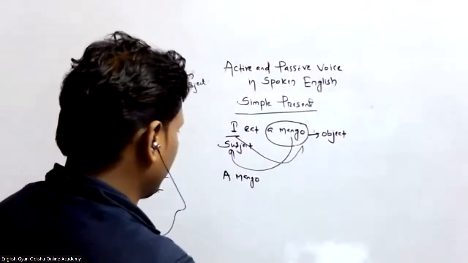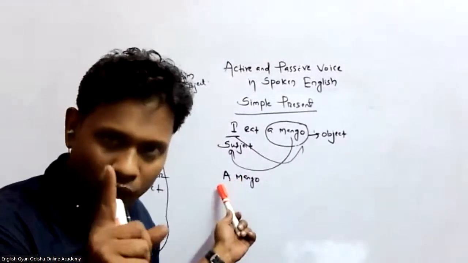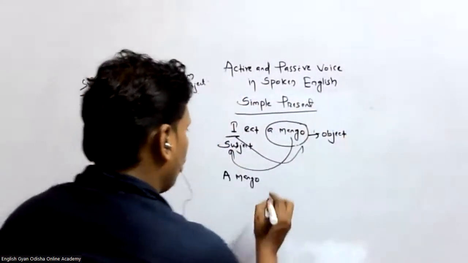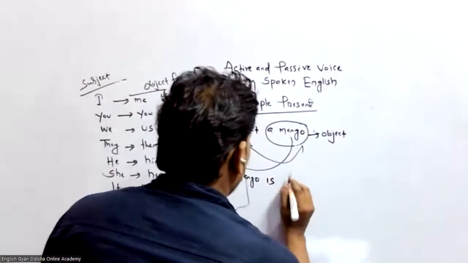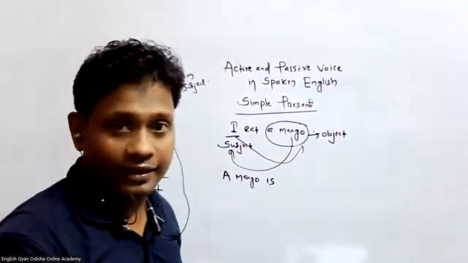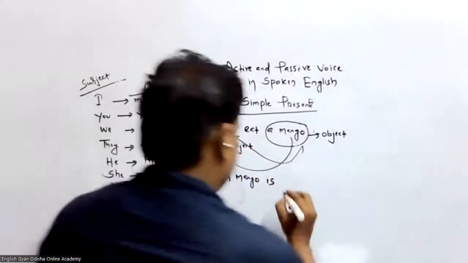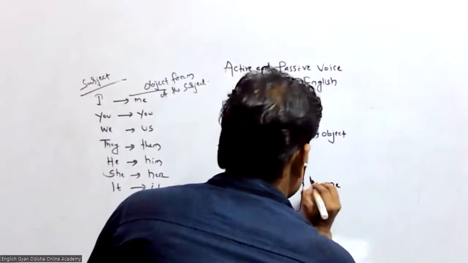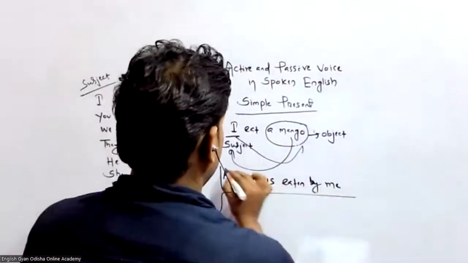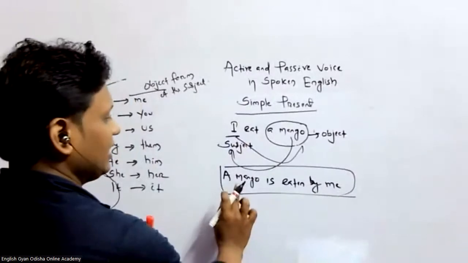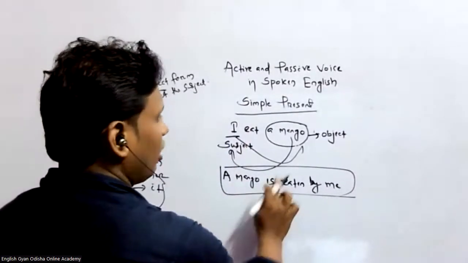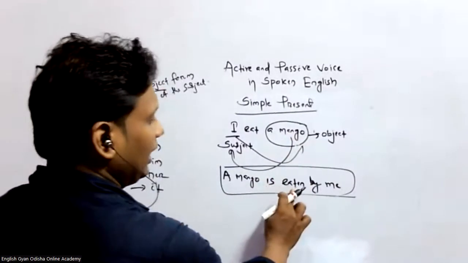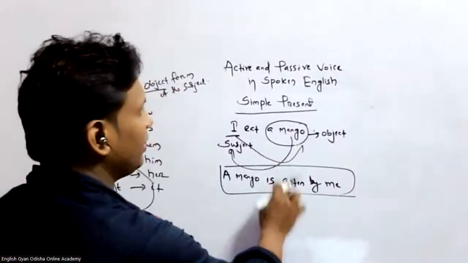What is the next one? Look, a mango is singular. This is simple present. So a mango is plus the verb V3. What is the V3 form of eat? Eaten, by me. So this is how the structure is in simple present. This is the object and this comes because of a mango. If it is mangoes, then it will be are. And eaten is always constant. This is the V3 form in passive.